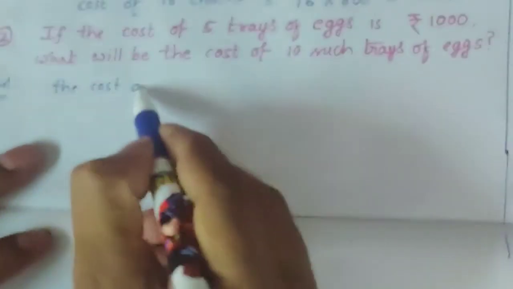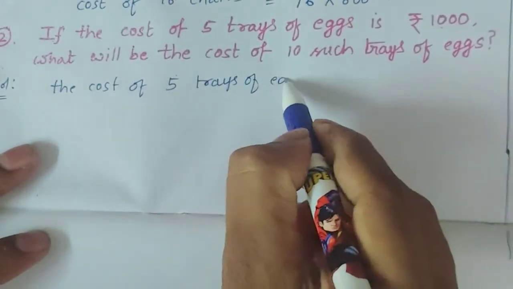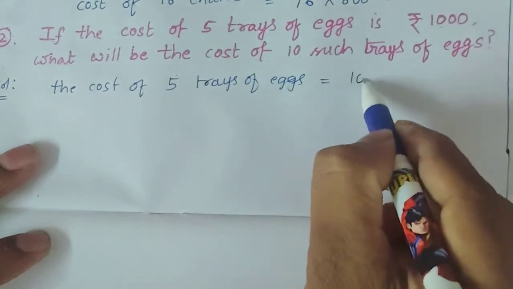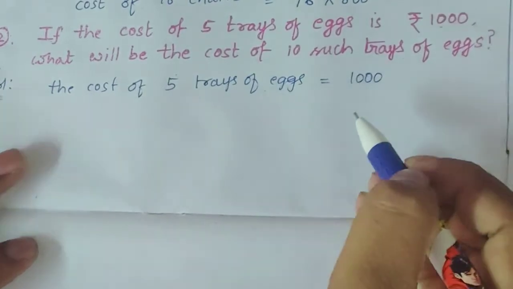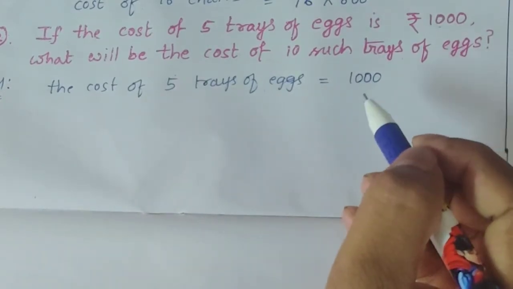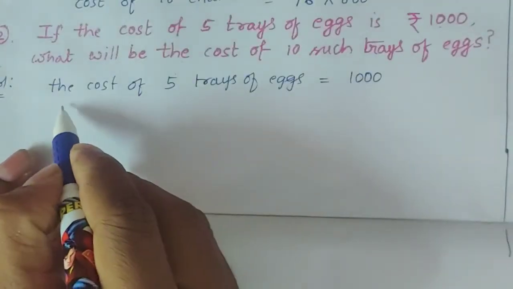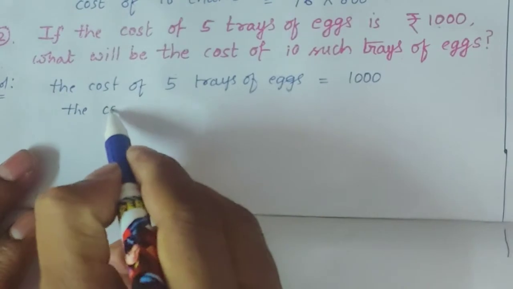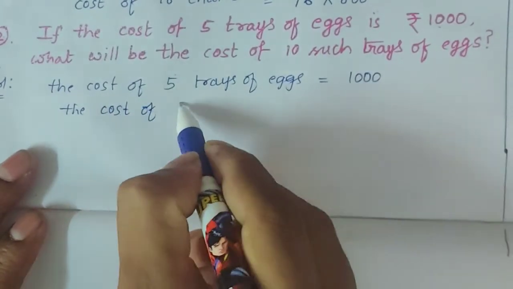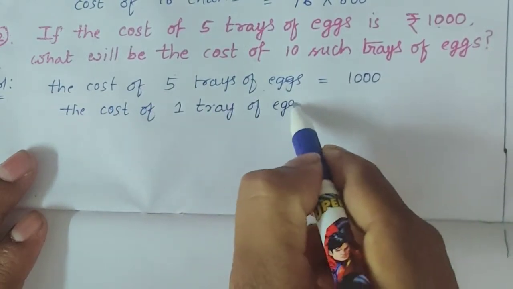Given that the cost of 5 trays of eggs is equal to 1000 rupees, and he is asking for the cost of 10 trays of eggs. In this kind of problem you need to find out the cost of one tray of eggs. So now we need to find out the cost of one tray of eggs.